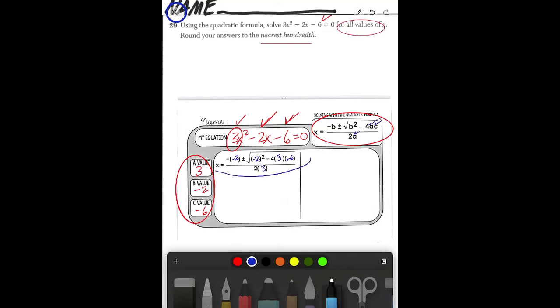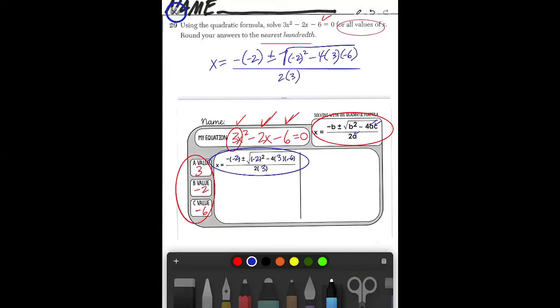Now, in order to get full credit and show the people grading the exam that you know how to use the quadratic formula, that's what you have to write. -2 plus or minus the square root of (-2) squared minus 4 times 3 times (-6). Make sure when you write this, you include those parentheses. That's important. And then we're going to go 2 times 3. If you do this, you get 1 point.